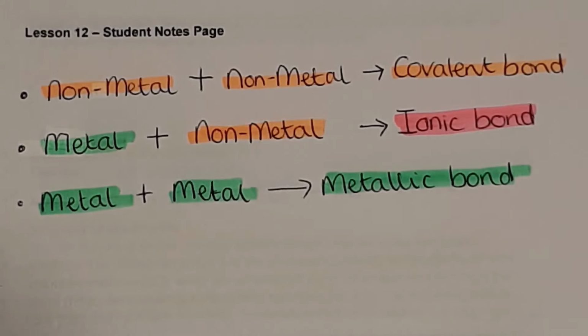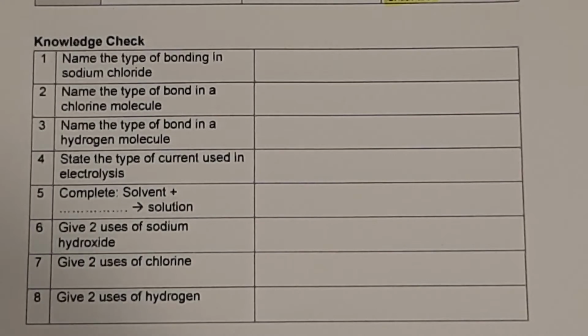Right, so now we have that summary written out and you should have a better understanding of the different types of bonding found between different types of atoms. We're going to move on to the knowledge check, which is way back on page 30. Okay, so here's the knowledge check. There are 8 questions. I'd like you to pause the video whilst you answer the questions, please.